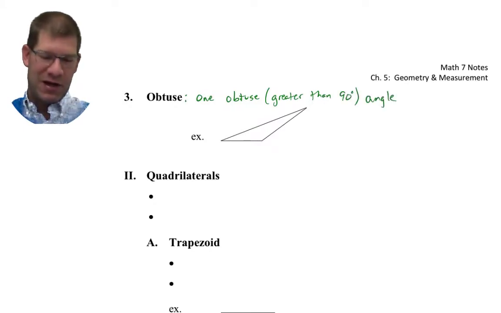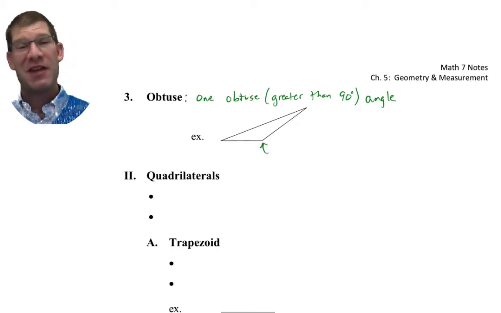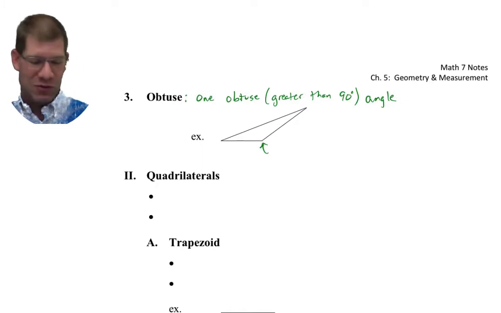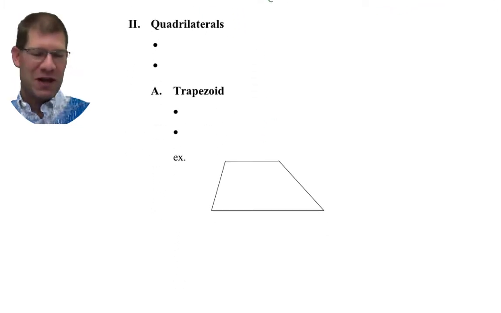And that right there is our culprit. That big one there is going to make it an obtuse triangle. And again, if they add up to 180, you can only have one obtuse angle in an obtuse triangle. Alright, so that's what we have so far.